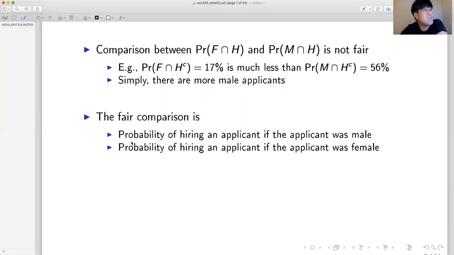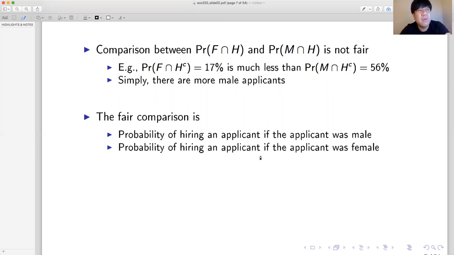So the fair comparison is the probability of hiring an applicant, conditioning on they are male. In the homework problem, they're going to ask, if something is something, what is the probability of something like that. So after an "if" statement is usually a conditional probability. If the applicant was male, that is equivalent to conditioning on the applicant being male, what is the probability of hiring? So that is a conditional statement. "If" is usually a conditioning statement.